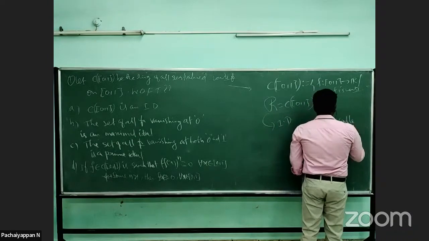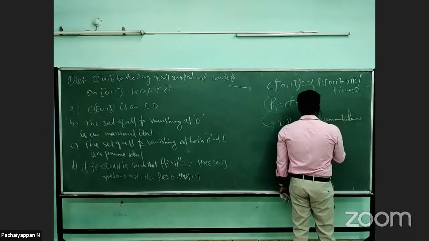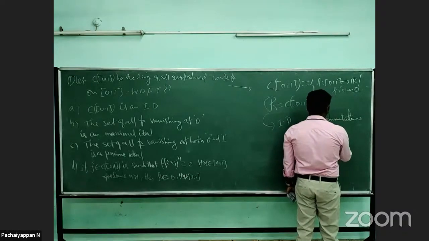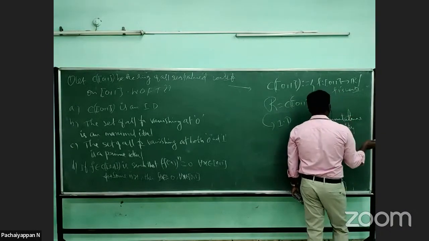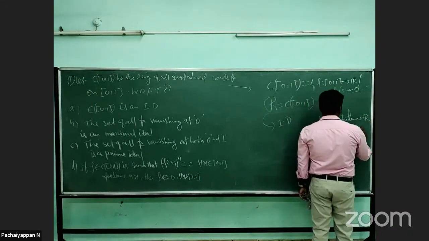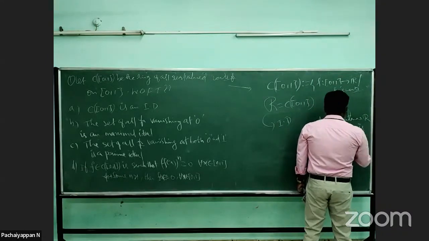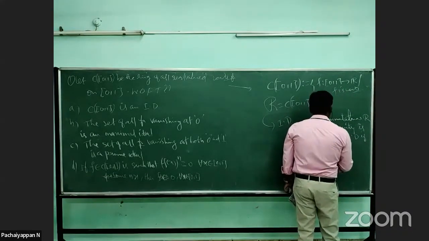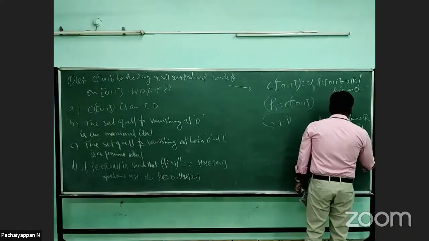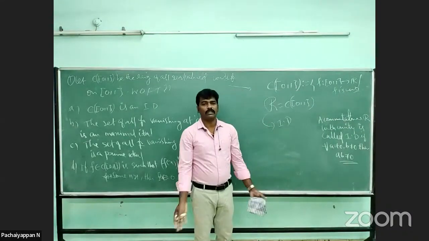A commutative ring with unity. Unity means the multiplicative identity. A commutative ring with unity is called an ID, integral domain, if for every a not equal to 0 and b not equal to 0, then ab is not equal to 0. That's all. You take two non-zero elements whose product is also non-zero.